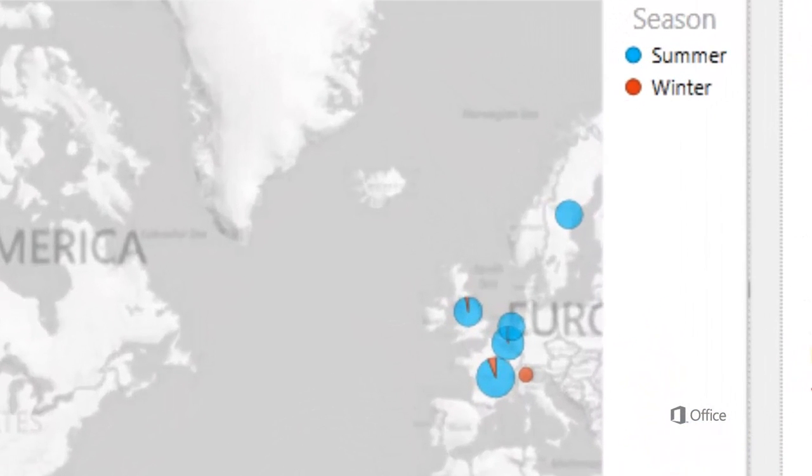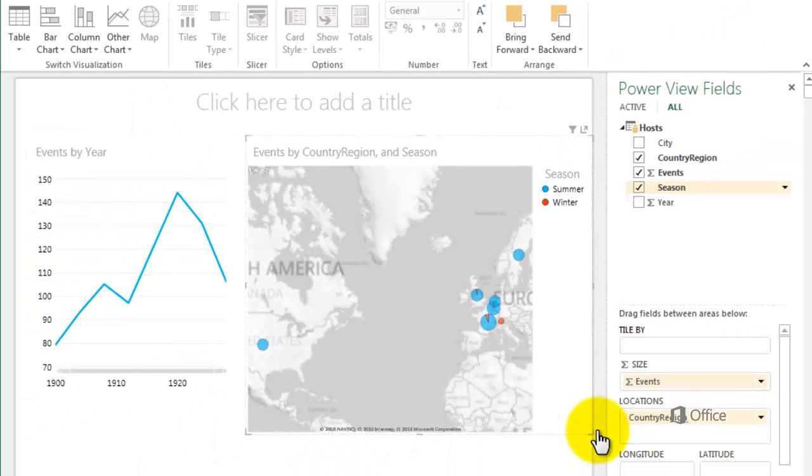A circle appears over each host city. The size of the circle represents the number of events that year. And red represents winter, blue, summer. Congratulations on creating your first PowerView report. You use a table from your worksheet to quickly create several different visualizations.